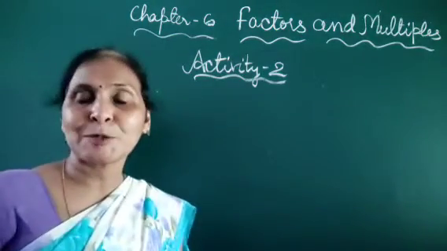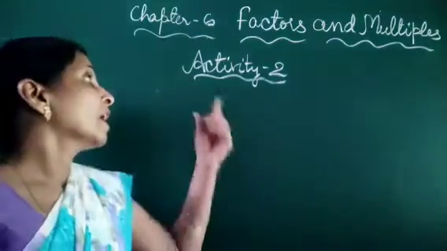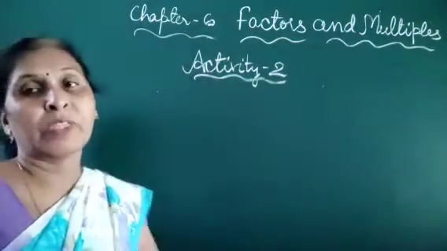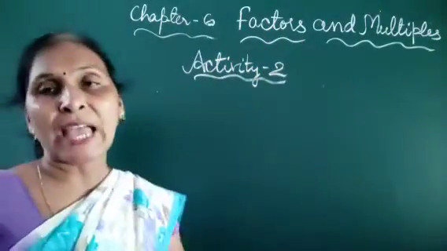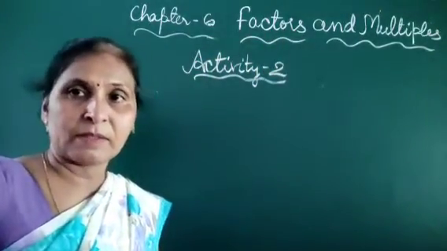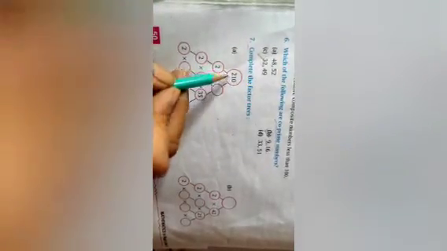Good morning, dear students. Today we will continue Activity 2 of Chapter 6, Factors and Multiples. Now we start question number 7. Complete the factor trees. 210.